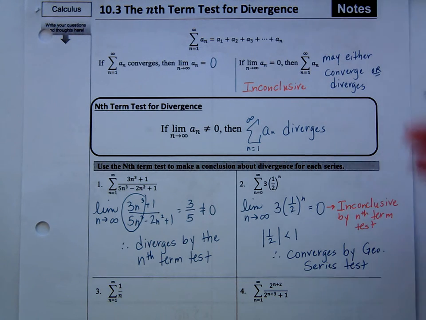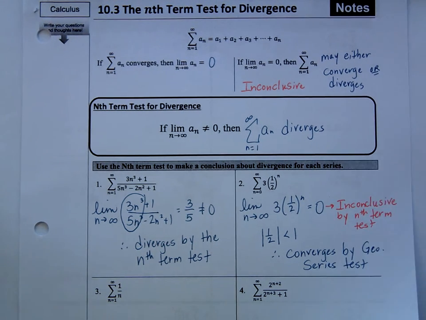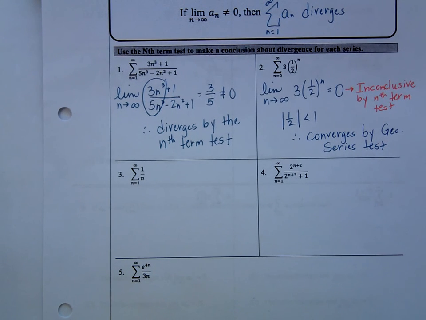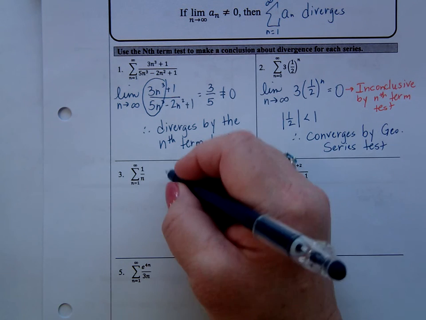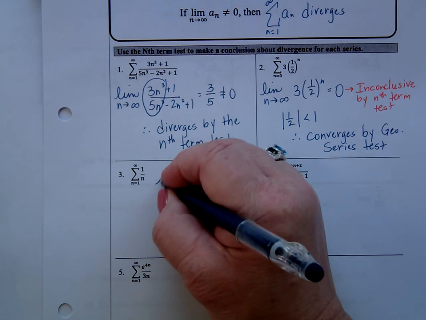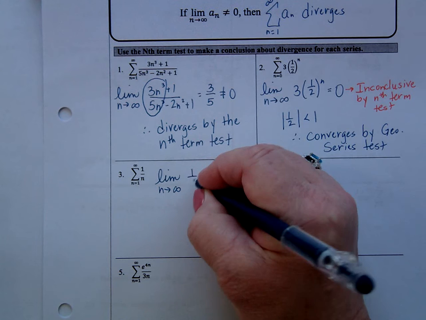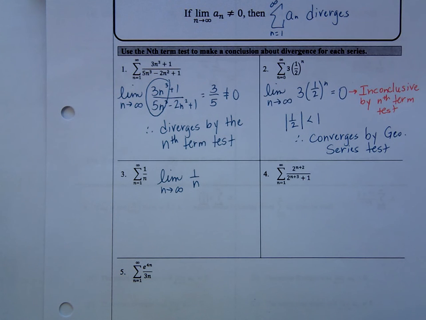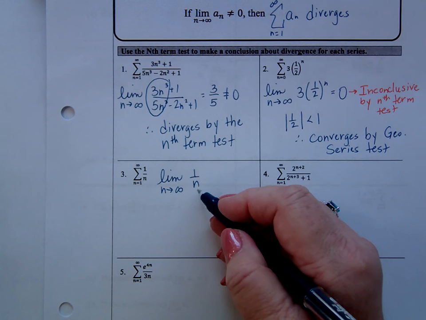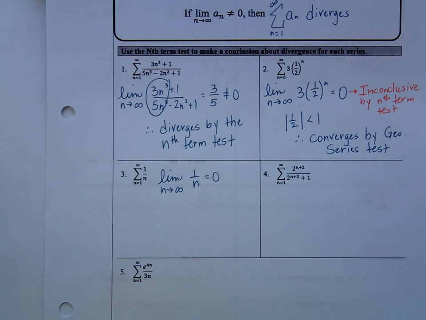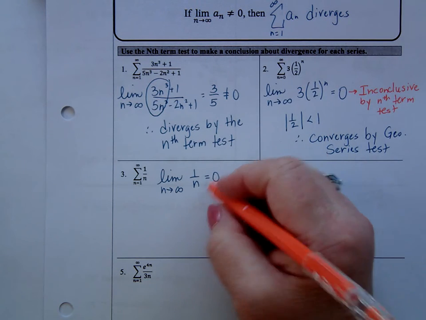Number 3. Number 3 says, okay, well, I've got 1 over n. This guy's a special one. He's actually got a special name. He's called the harmonic series. But if I do the same thing I've done with the others, following the directions, they want me to say, what's the limit as n approaches infinity for 1 over n? Well, again, 1 over a very large number is 0. That comes out inconclusive by the nth term test.